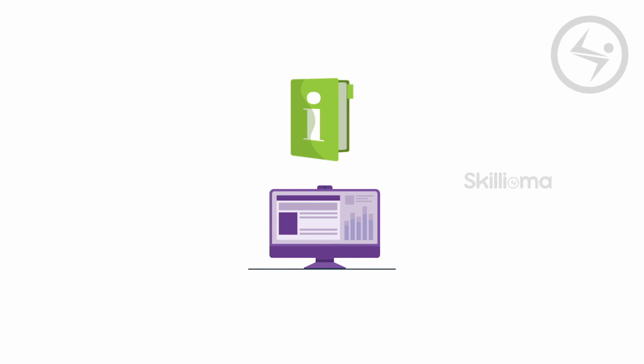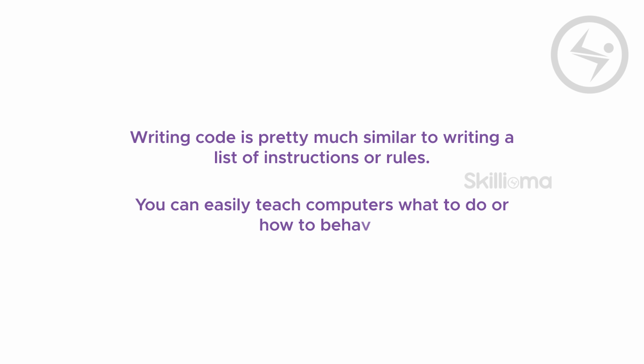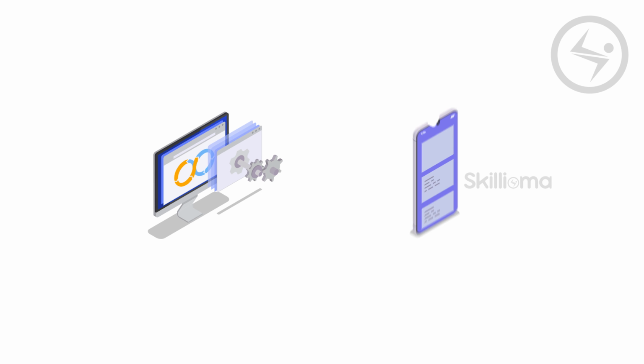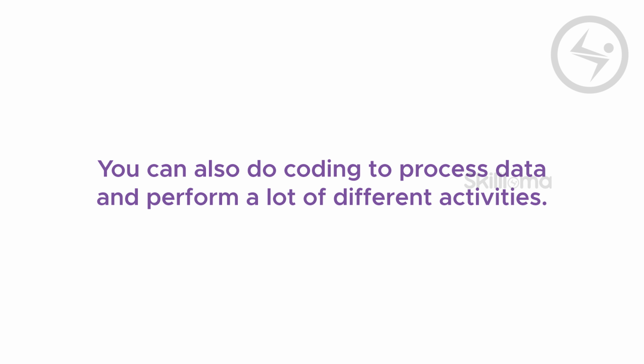Coding is basically instructions given to a machine on what to do. Therefore, writing code is pretty much similar to writing a list of instructions or rules. You can easily teach computers what to do or how to behave. In fact, more quickly if you learn how to write code. If you want to create a website or design an application, you can use this skill to create them. You can also do coding to process data and perform a lot of different activities.